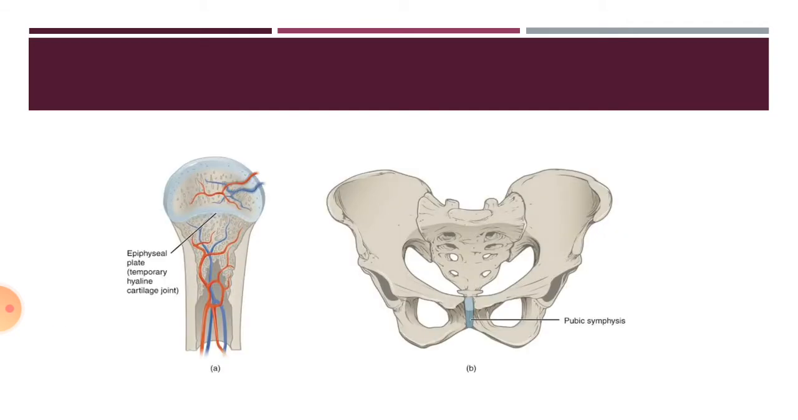So these are the two types of cartilaginous joint. The A image is showing the synchondrosis, which is between the epiphysis and diaphysis, and the other one, which is the B image, is showing the symphysis, which is an example of pubic symphysis.